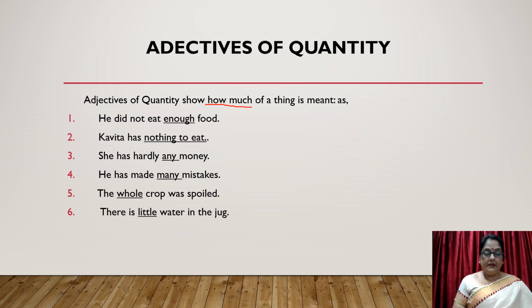Not enough. Enough. Kavita has nothing to eat. How much? Nothing. She has hardly any money. How much? Hardly any money. He has made many mistakes. How much? Many. The whole crop was spoiled. How much? Whole. There is a little water in the jug. How much water? Little. So these are the adjectives of quantity.